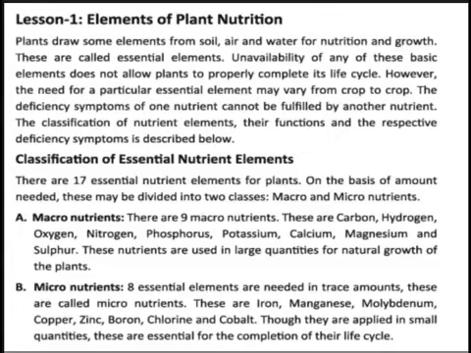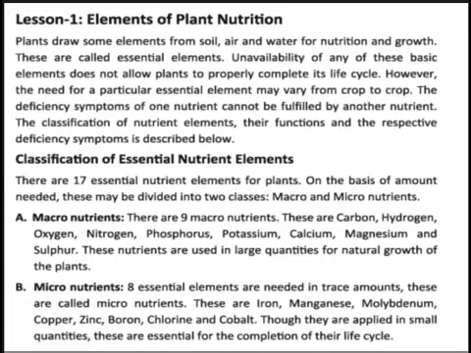Plants take essential elements from 3 natural resources: soil, air and water. And unavailability of any of these basic elements does not allow the plant to properly complete its life cycle. Lack of any basic element does not allow the plant to grow up properly through its lifelong cycle.